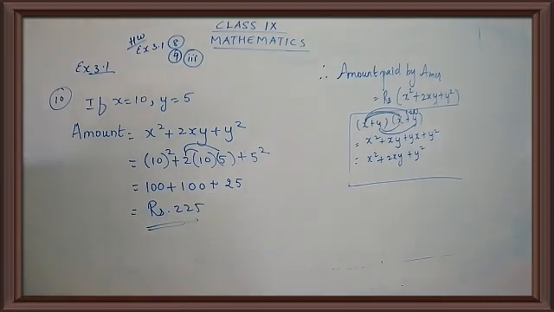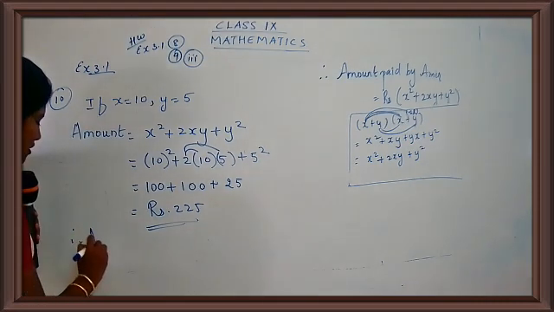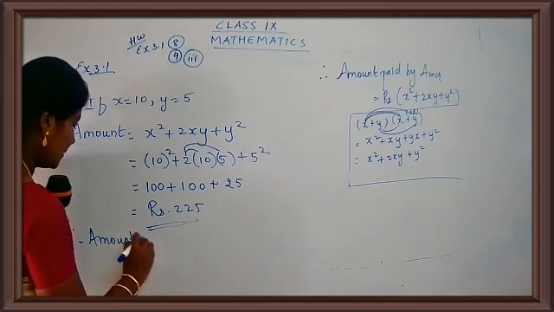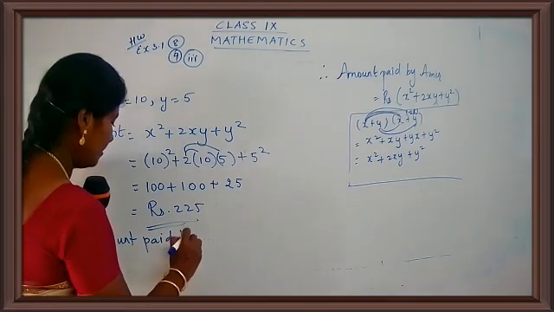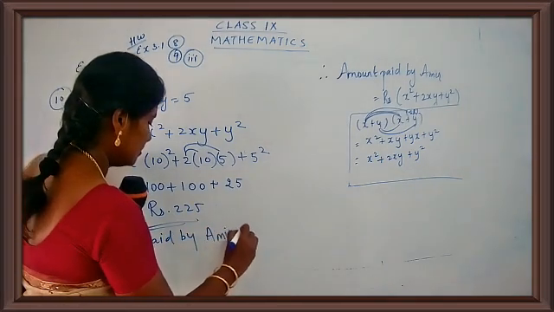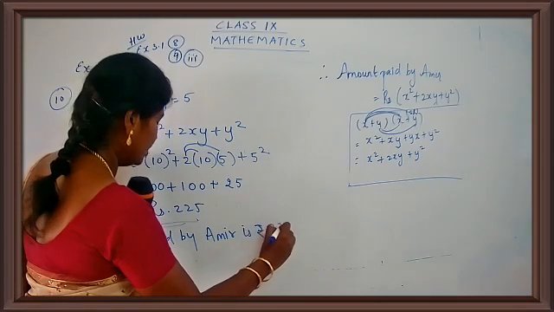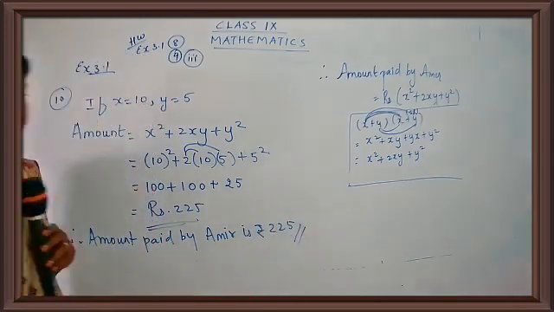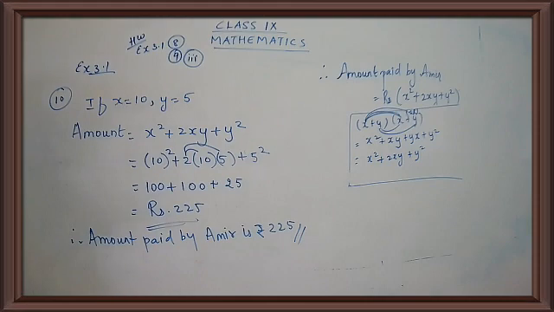So what is the amount paid by him? It's 225. So write out the final answer. Therefore, amount paid by Amir is rupees 225. We have found the answer. So amount paid by Amir is rupees 225.